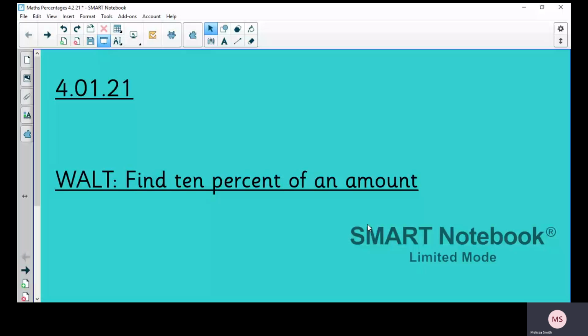Right then, you'll be glad to hear that we have finished decimals, and today we're going to be moving on to percentages, and we're going to be looking at how to find 10% of an amount.